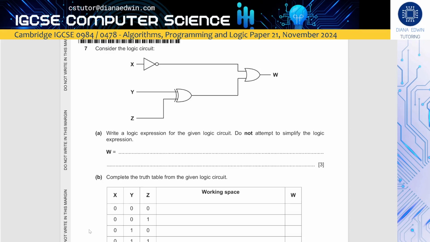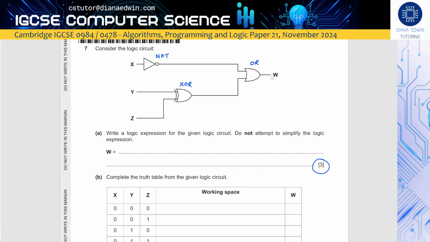We've now got a logic circuit. Firstly, can we write a logic expression for the given logic circuit? Do not attempt to simplify the logic expression. So that's great. All we need to do is start naming each of these gates. I've got a NOT gate up here at the top, and then over here I've got an OR gate, and then this one here is an XOR gate. Funnily enough, 3 marks for 3 logic gates.